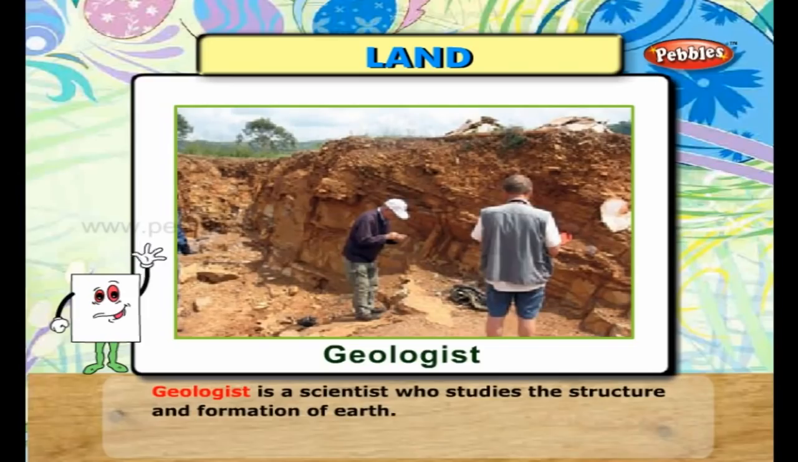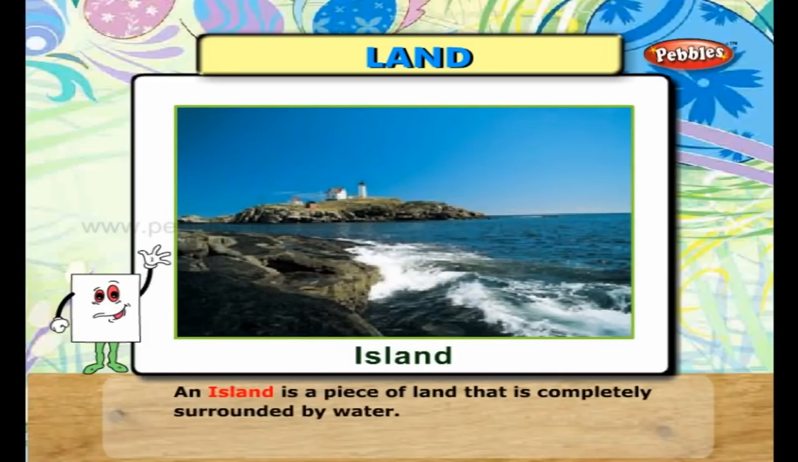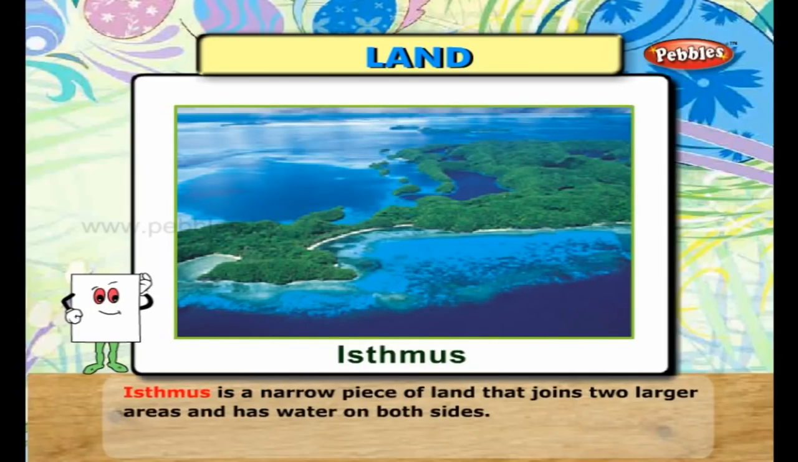Geologist is a scientist who studies the structure and formation of earth. Headland is a narrow piece of land that sticks out into the sea. An island is a piece of land that is completely surrounded by water. Isthmus is a narrow piece of land that joins two larger areas and has water on both sides.